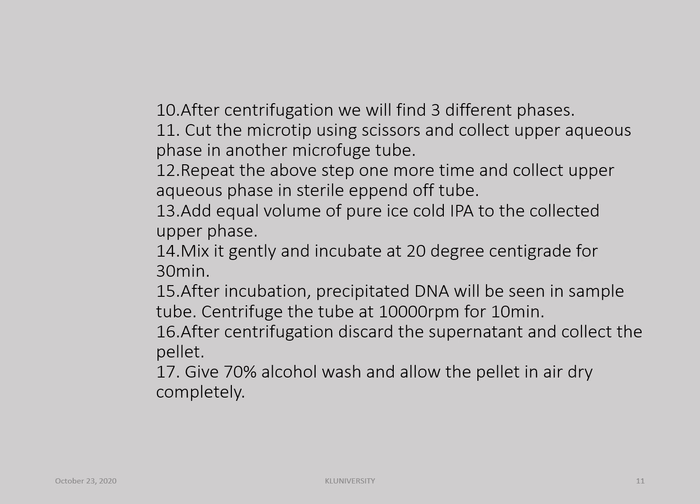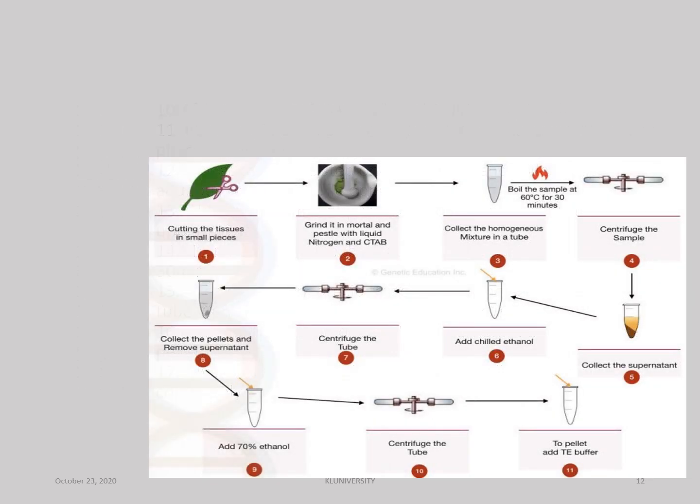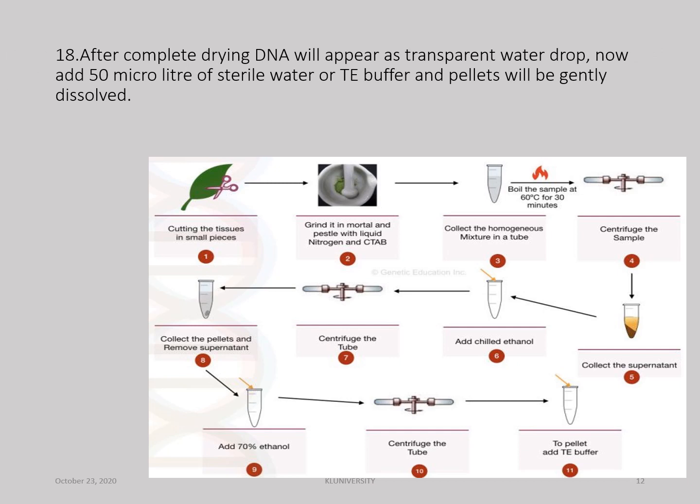To this pellet, give a 70% alcohol wash and allow the pellet to air dry completely. After complete drying, DNA will appear as a transparent water drop. Now to this water drop, add 50 microliter of sterile water or TE buffer, and after adding it, the pellet will be gently dissolved. After completion of the process, we can see the DNA. You can see the plant DNA, and this is the picture of the process of isolation of genomic DNA.